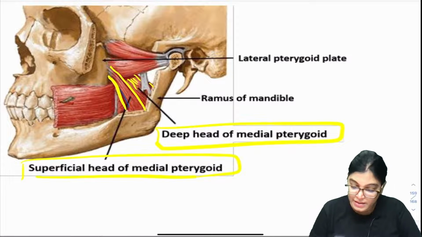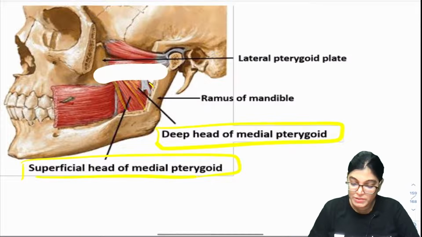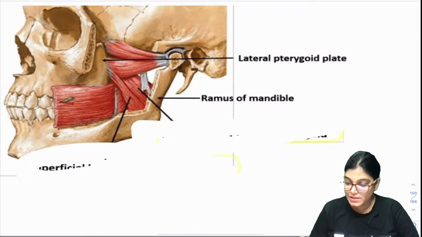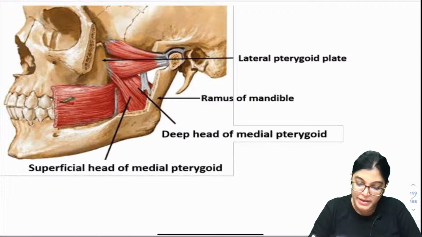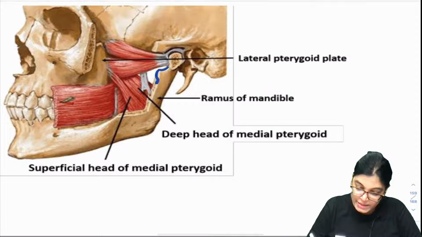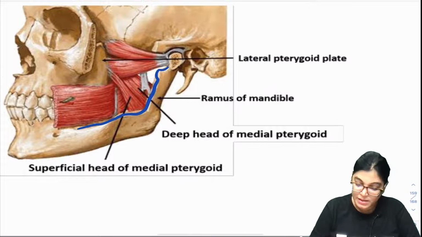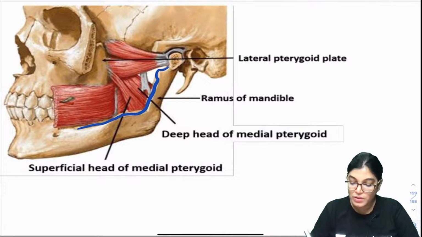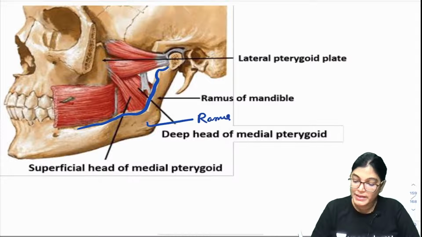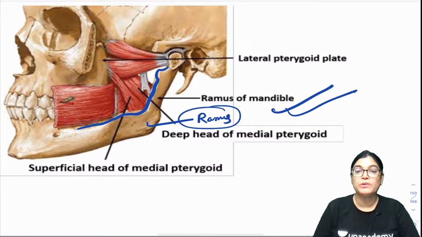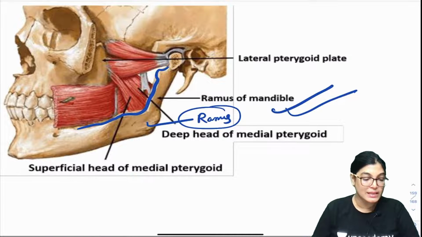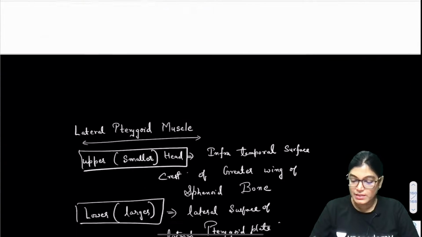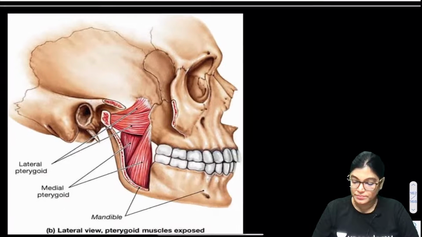Now see this diagram. Here you can appreciate that part of the mandible bone has been removed, to show you that the fibers of the medial pterygoid muscle are going towards the ramus of the mandible. My dear friends, it is going towards the ramus of the mandible on the medial aspect. It is inserting onto the medial aspect. Got it?